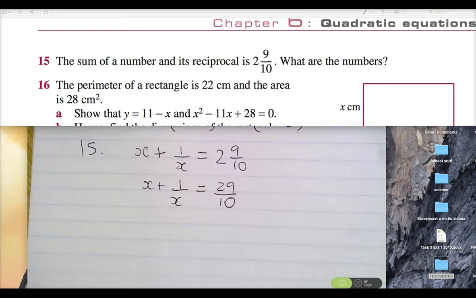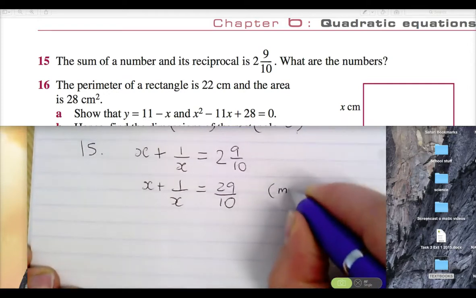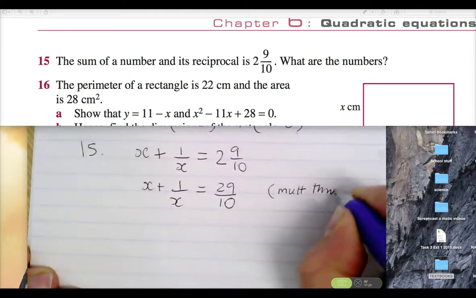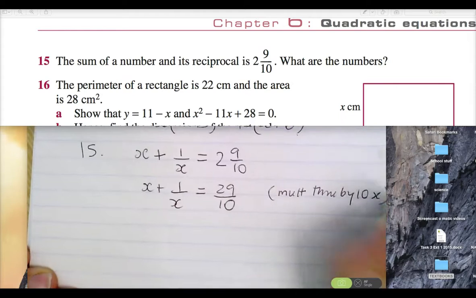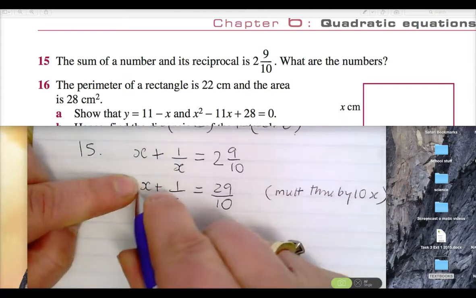We wish the X wasn't there. We wish the 10 wasn't there. Get rid of the divide by 10. Get rid of the divide by X. The opposite of dividing by 10 and dividing by X is timesing by 10X. So you're going to multiply through everything by 10X. Now, multiply this one by 10X.